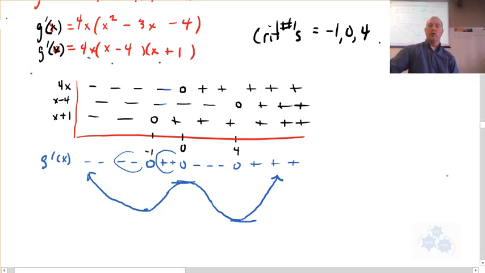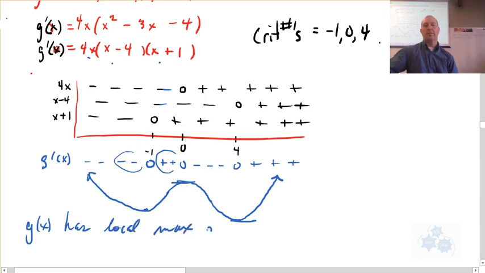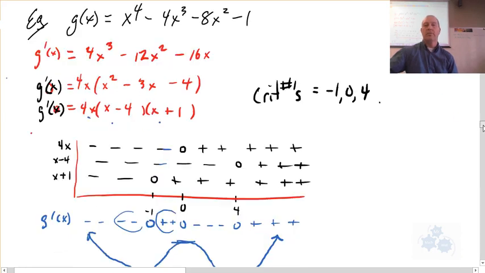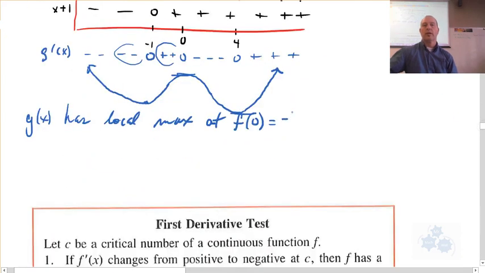The locals. So we can say that g of x, not g prime, but now g of x, has a local max at x equals 0. To make this complete, we should figure out what the y value is there and put everything in there. So what you'd have to do is put a 0 in for x everywhere you see it and evaluate. So 0 minus 0 minus 0 minus 1. So it's going to be negative 1.